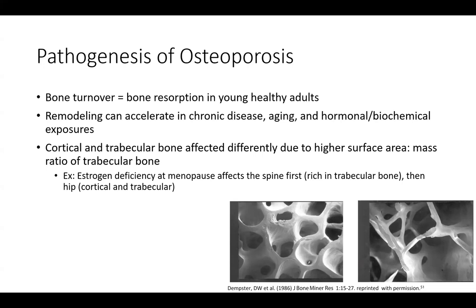Accelerated bone turnover affects cortical and trabecular bones somewhat differently. Bone resorption takes place on the surface of the bone, and because of its higher ratio of surface area to mass, trabecular bone is depleted more rapidly than cortical bone. So with each remodeling cycle, there's a net loss of bone tissue. When bone remodeling rates increase, again, in the setting of estrogen deficiency, for example at menopause, bone loss is seen first in skeletal sites that have rich trabecular bone, like the spine. And sites that have a mix of cortical and trabecular bone, like the hip, will develop clinically apparent bone loss later in life.